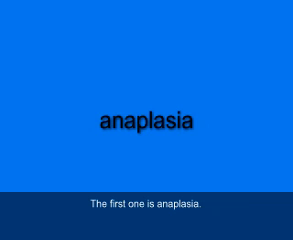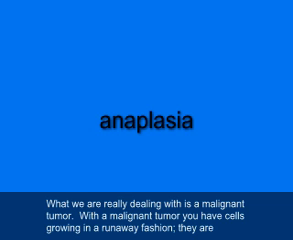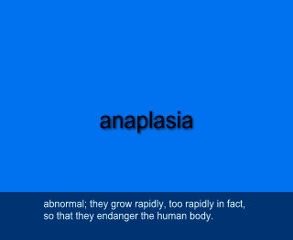The first one is anaplasia. Ana means excessive, and plasia means formation. What we're really dealing with is a malignant tumor. With a malignant tumor, you have cells growing in a runaway fashion. They're abnormal, they grow rapidly, too rapidly in fact, so that they endanger the human body.